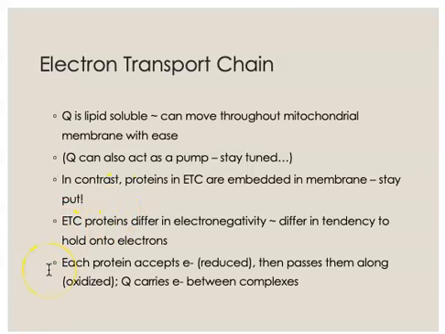Each of the protein complexes, as it accepts electrons, then needs to pass those electrons on to the next protein. And because those proteins are embedded, it can be a little bit difficult to manage that. That's where Q comes in. Q actually takes the electrons from one protein complex and passes them over to the next protein complex in the electron transport chain.